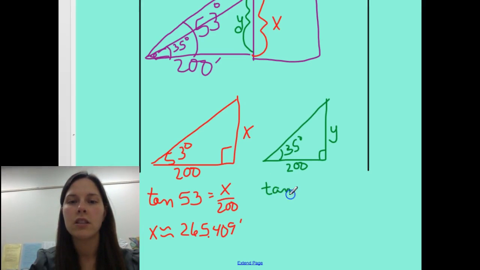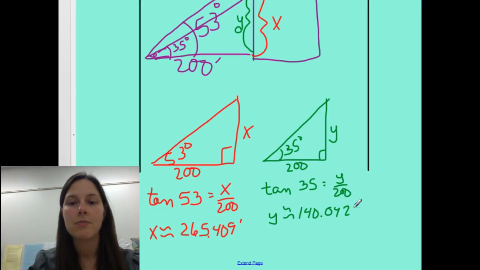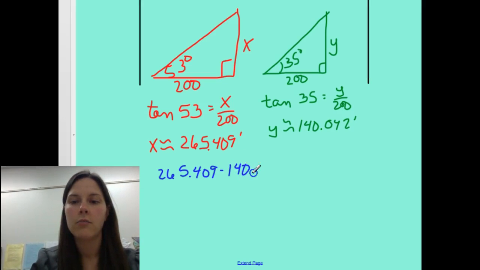Solving our other one for y, this one's to the bottom of the smokestack. Again, we have tangent of 35 equals opposite over adjacent, multiplying both sides by 200. The height of the building itself is about 140.042 feet. And again, as I mentioned before, to find just that smokestack, we're going to subtract those two values. 265.409 minus 140.042 gives us a height for the smokestack of about 125.367 feet.